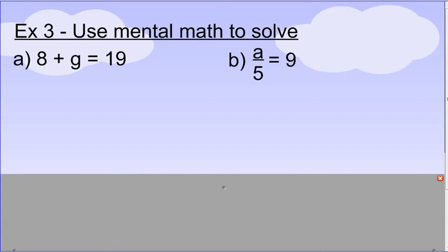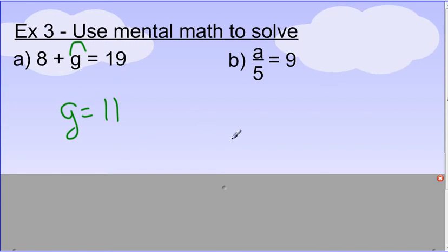Next is very, very easy. These are called using mental math to solve, which means you are doing this in your head without a calculator. So the first problem here says 8 plus g equals 19, and we want to know, what is this g? We're trying to find out what that thing is. So just think in your head. If you have 8, what would you add to get to 19? Hopefully you think that if you would add 11, you'd get 19, because 8 plus 11 is 19. So we'd say g equals 11.